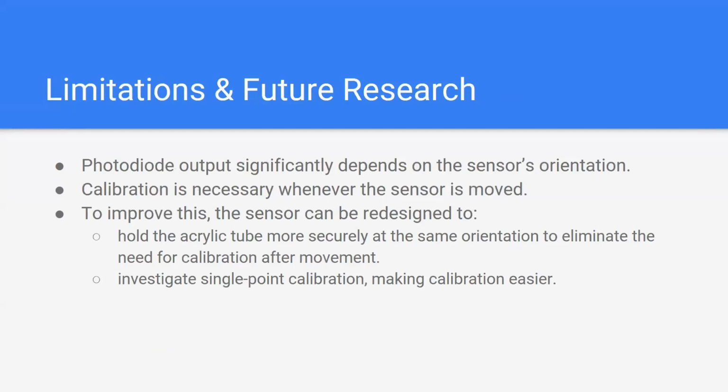The limitation of my research is that the photodiode output significantly depends on the sensor's orientation, as seen in the raw data graph, where the orientation changed slightly and the photodiode output voltage changed significantly. And so the calibration is necessary whenever the sensor is moved slightly. So to improve this, the sensor should be redesigned to hold the acrylic tube more securely so that we don't have to calibrate the sensor every time we take a new series of measurements, or investigate single point calibration, which makes the calibration easier.